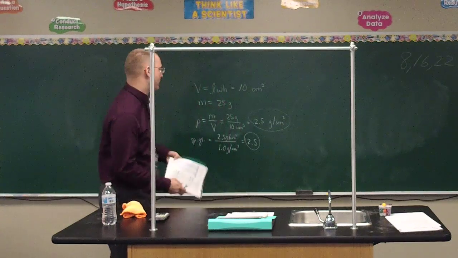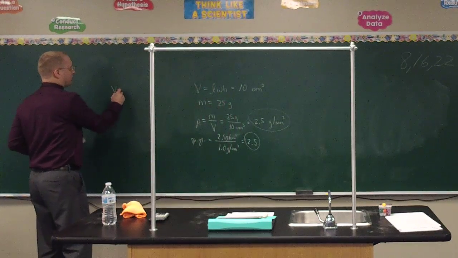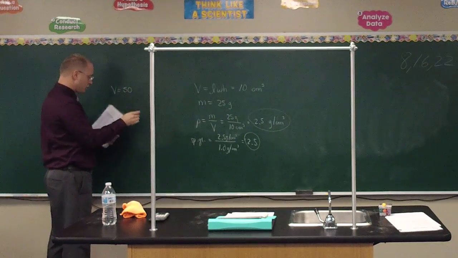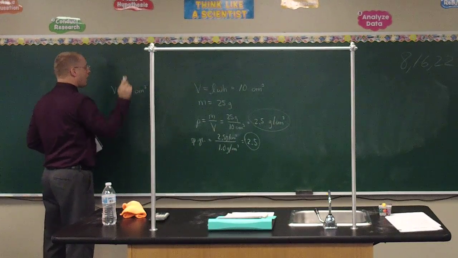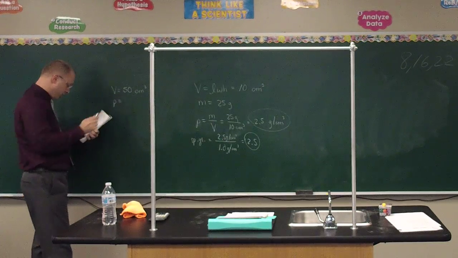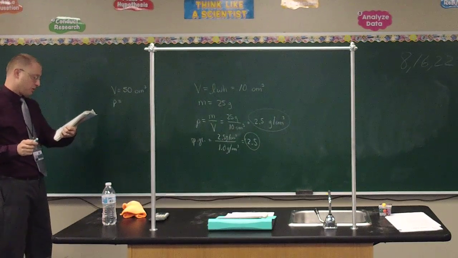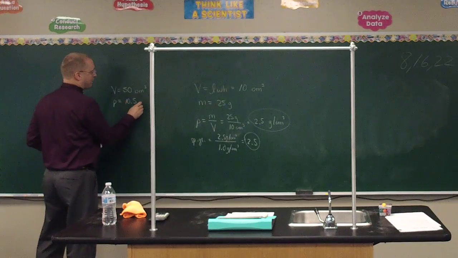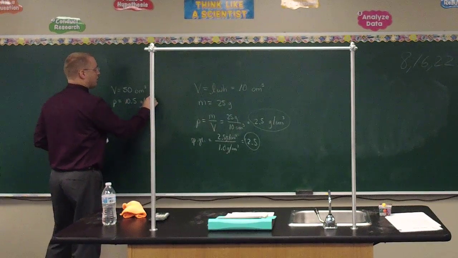Work quickly at your seats. What is the volume of the bar of silver? 50 cubic centimeters. All right, and then it also gives me the density of silver. I'm not sure, is that on the table? Do we see silver on there? Yes, we do. Silver down toward the bottom is already on the table, but 10.5 grams per cubic centimeter.